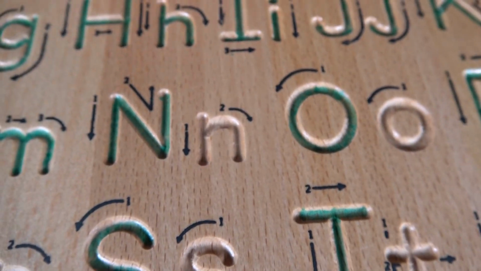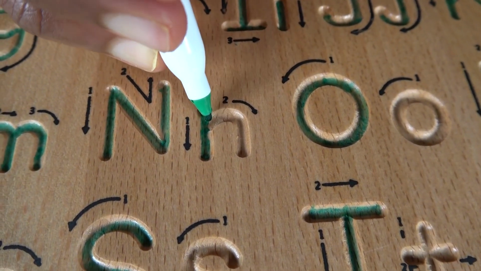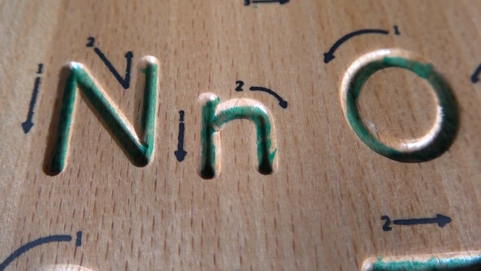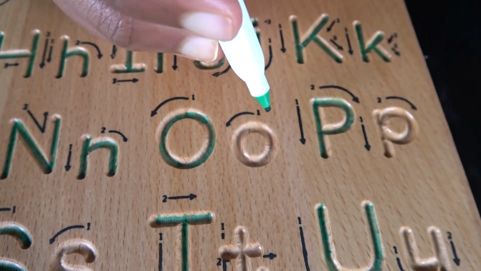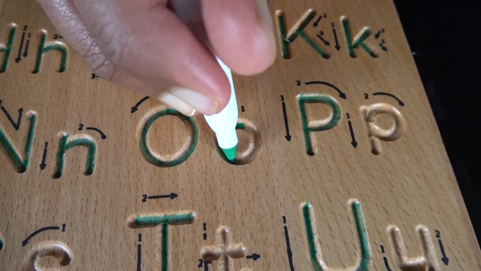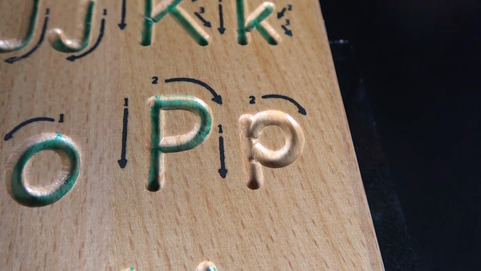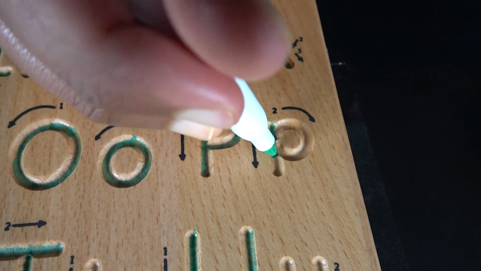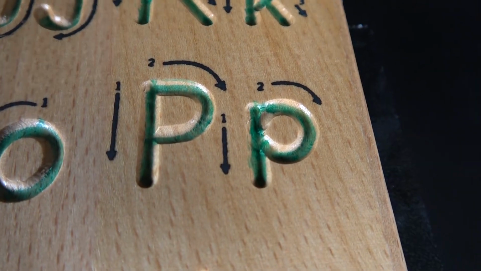Now we'll write lowercase n. To start, we'll start from the top, going straight down. Then make this curve. That is the lowercase letter n. Now we'll write lowercase letter o. We'll start right here and make a very small circle. That is lowercase o. Now we'll make lowercase p. To start, we'll start from the top and go to the bottom. And then we'll make a curve like this. That is lowercase letter p.